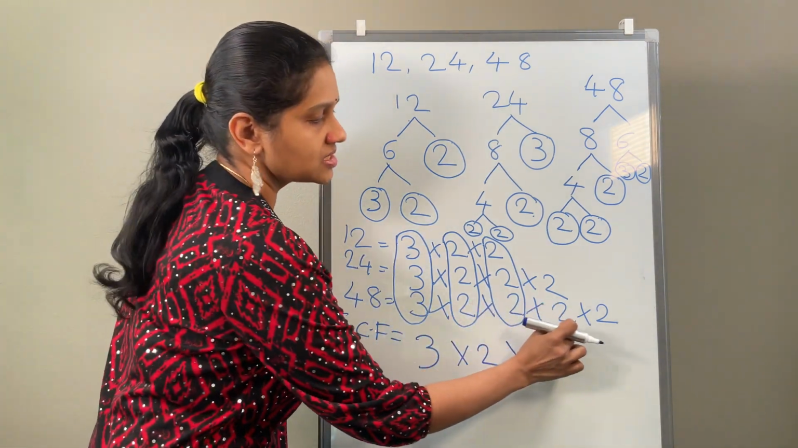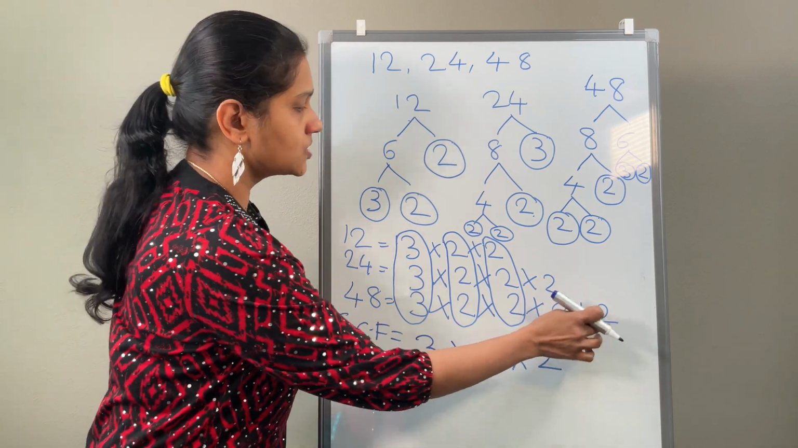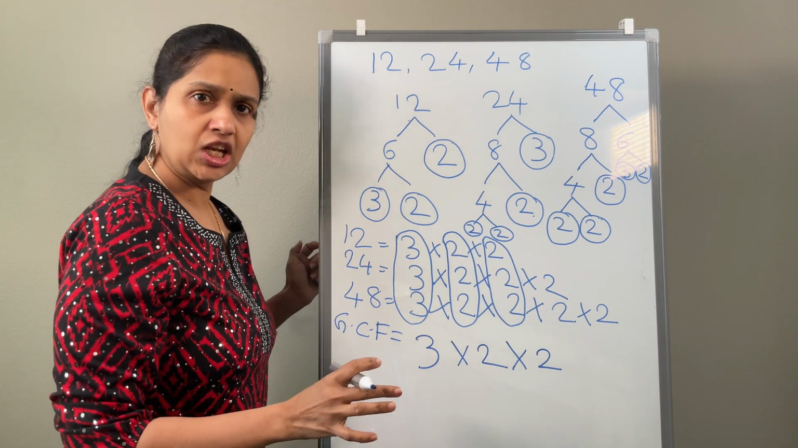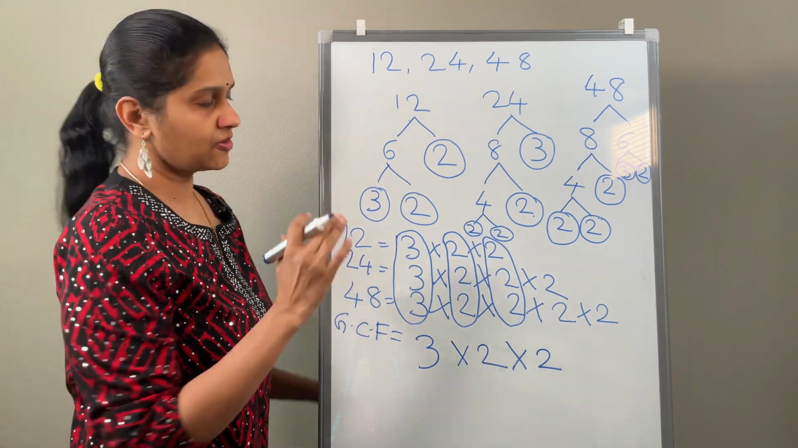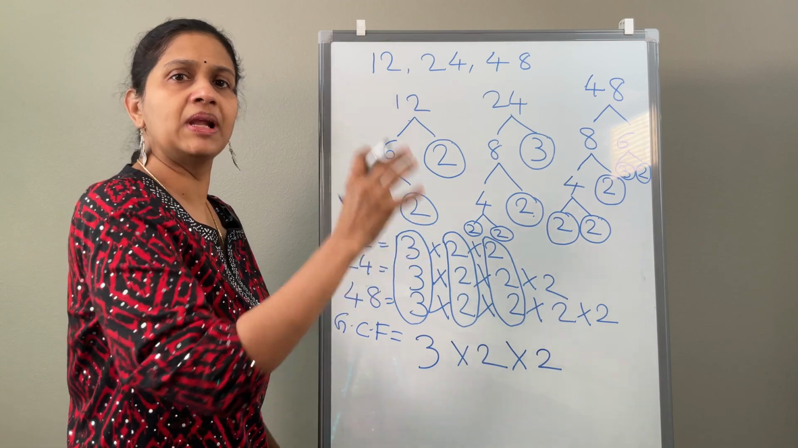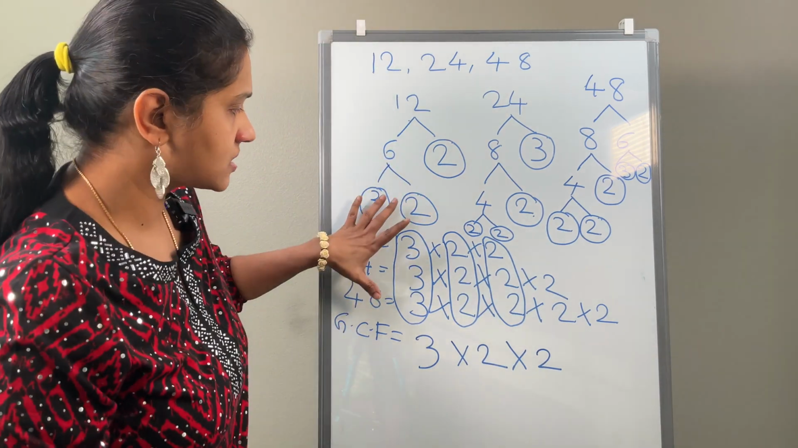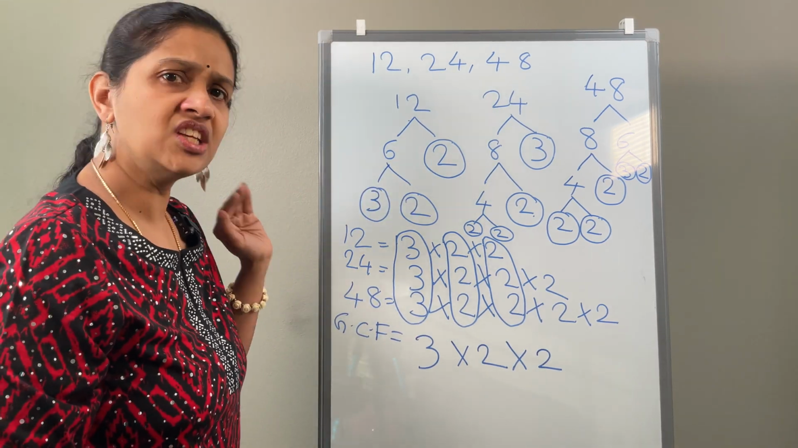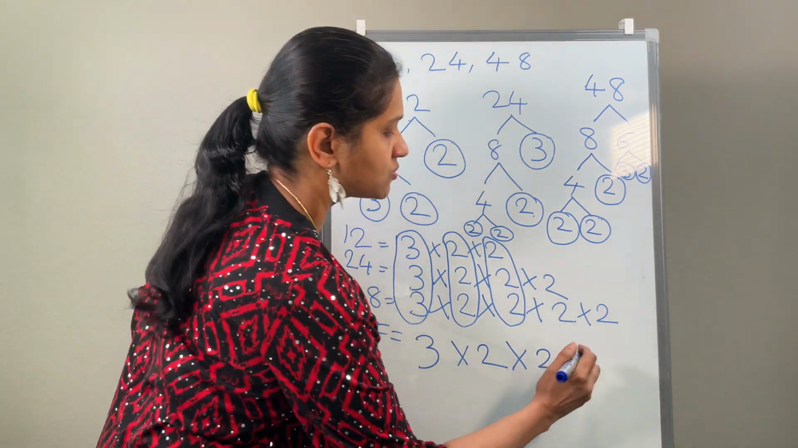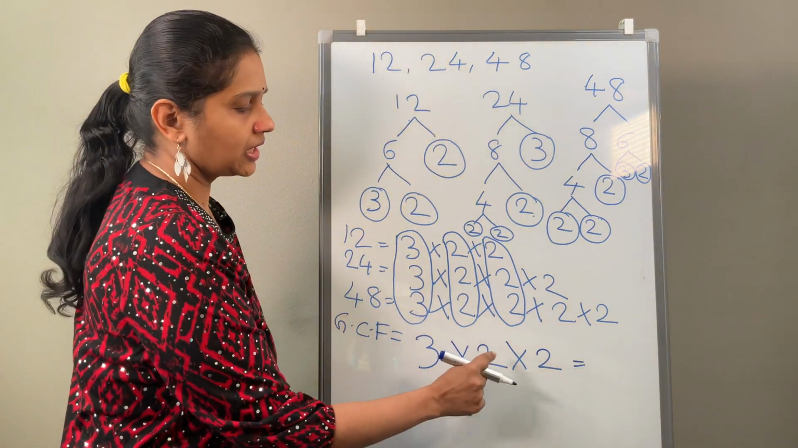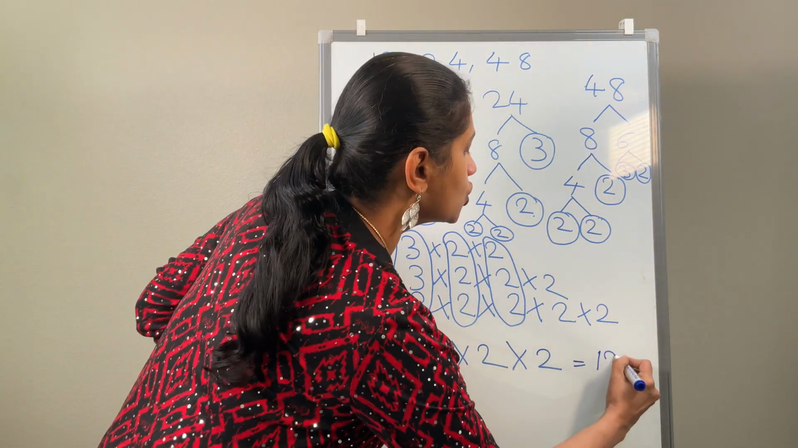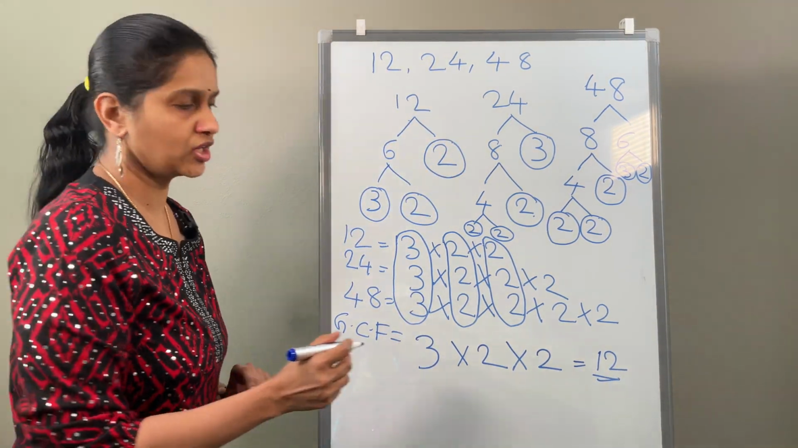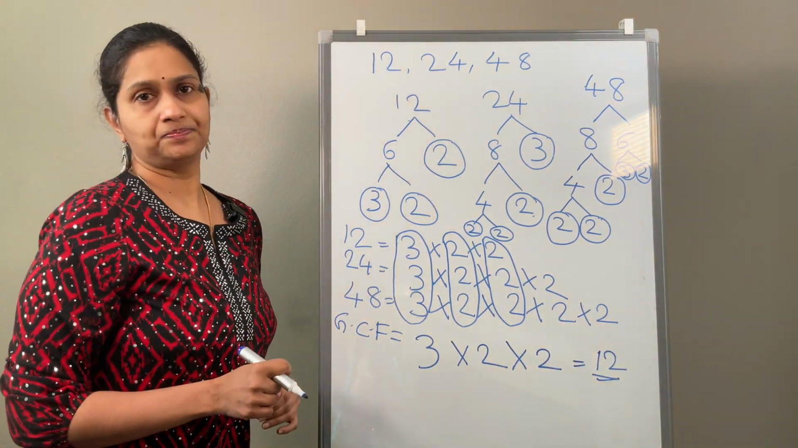So you have found the common numbers and you wrote each just once and then simply multiply them. Don't consider the other numbers because they don't have a matching pair. That is, the number should be available in all the 3 numbers. If it's going to be 4 or 5 numbers, it should be available in all the numbers. You should consider only the numbers which are available in all the numbers to find out the GCF. So 3 times 2 times 2. What is 3 times 2 times 2? 3 times 2 is 6, 6 times 2 is 12. So the GCF of 12, 24 and 48 is going to be the number 12.